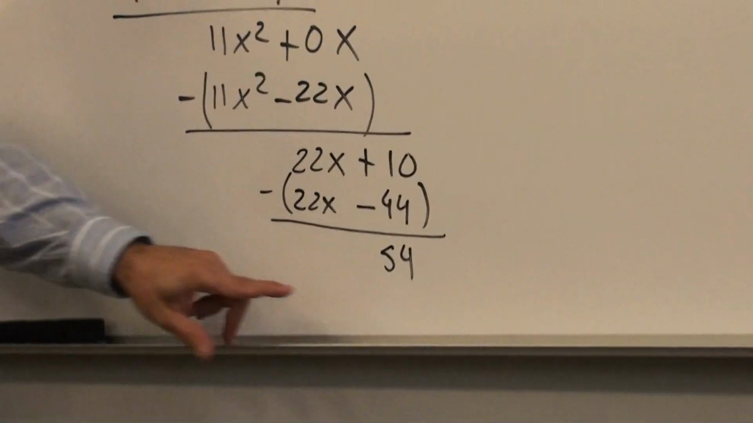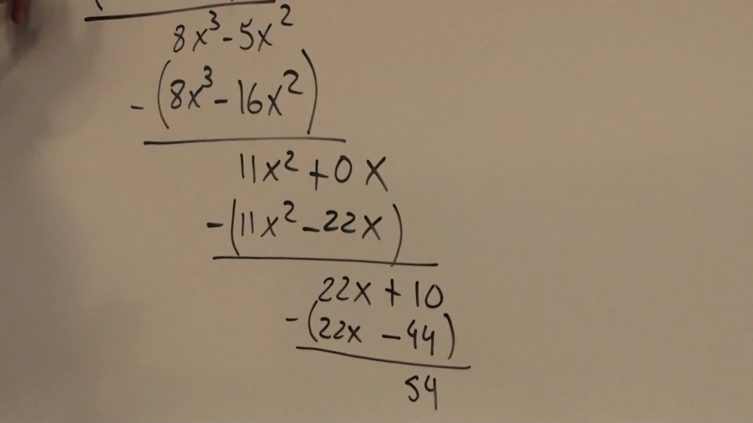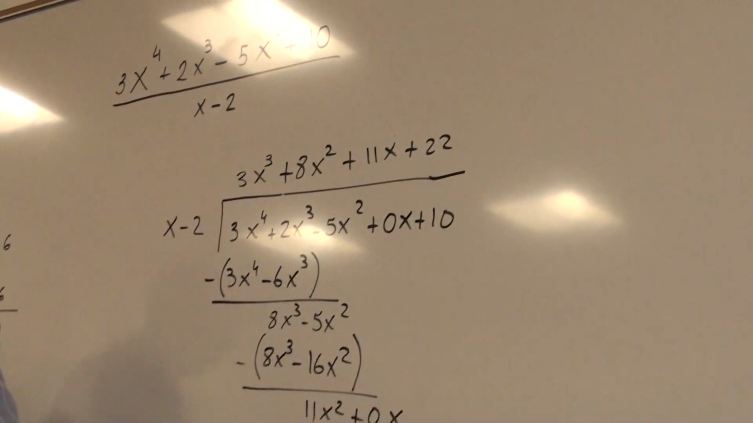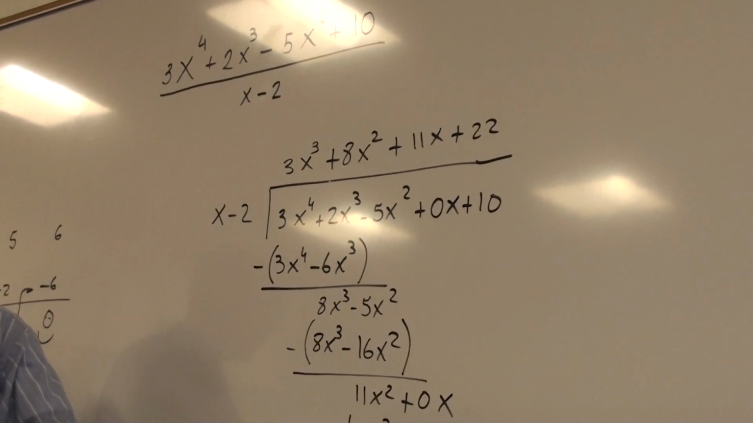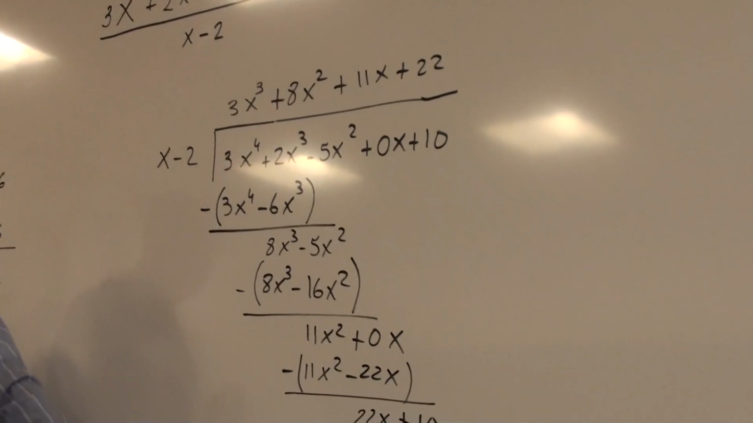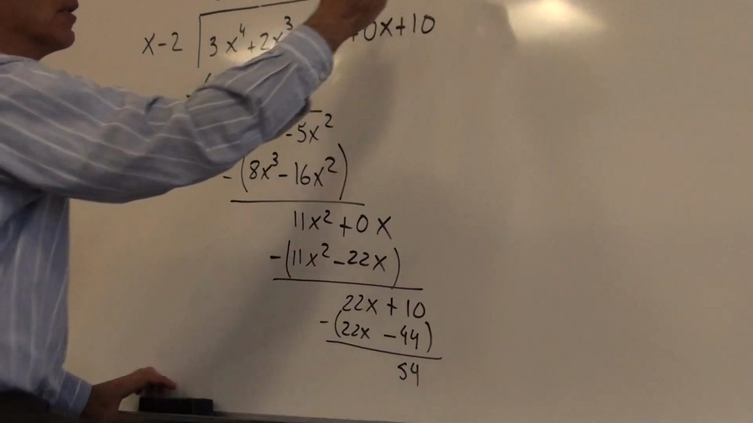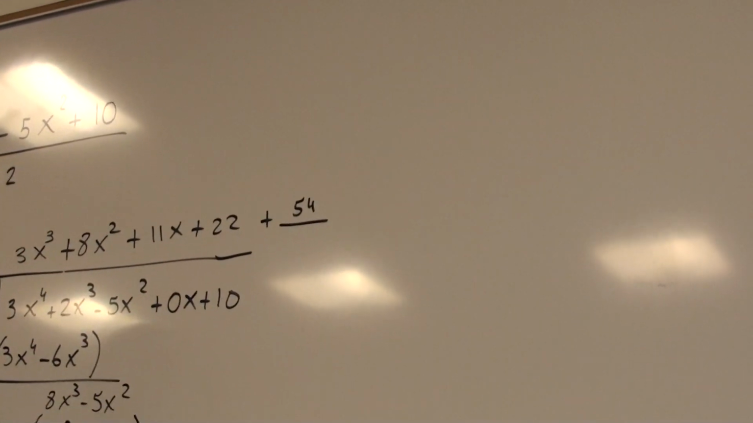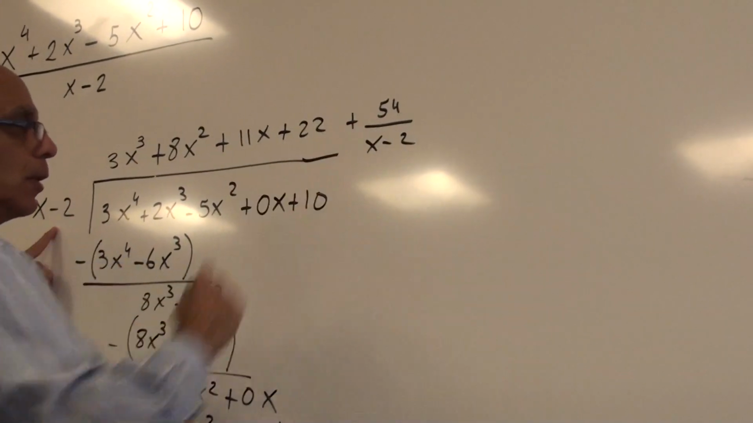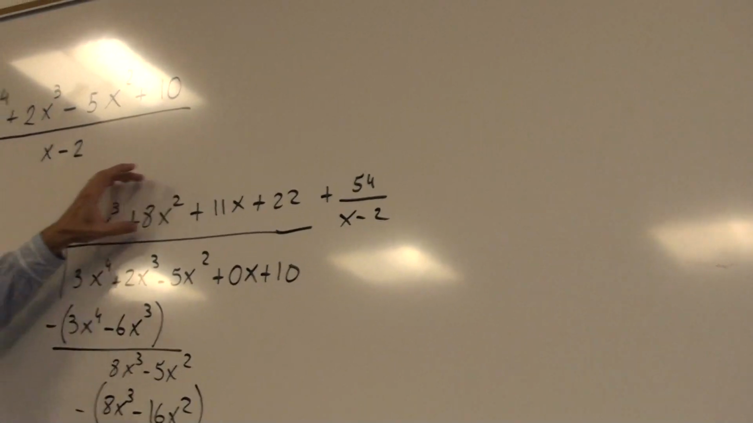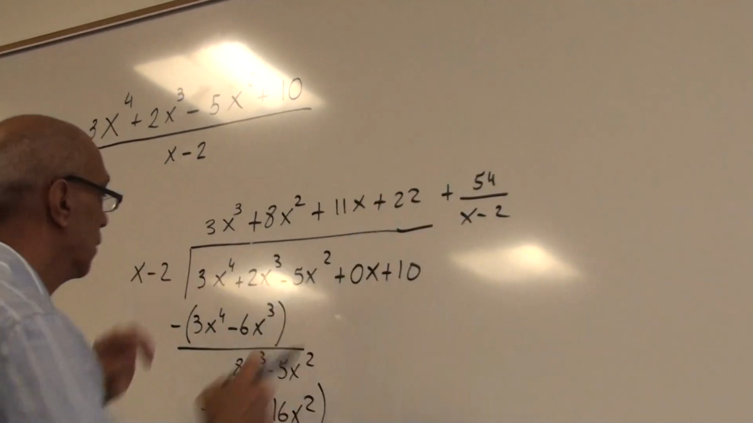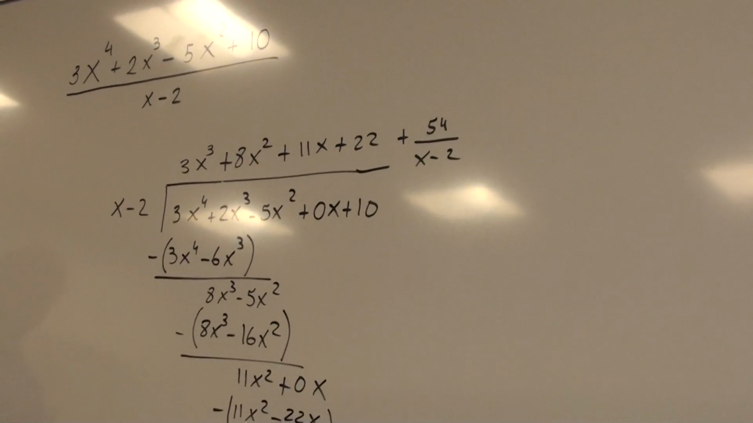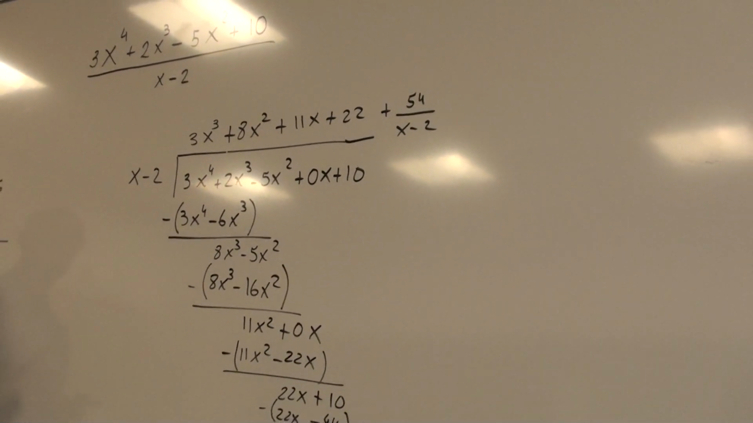That's different. So what is the conclusion? This binomial is not a factor for this polynomial. Is that clear? It's not a factor, right? So the answer would be 54 divided by x minus 2. Okay, so this would be the complete answer, right? Is that okay? You ready to go to the synthetic division now?